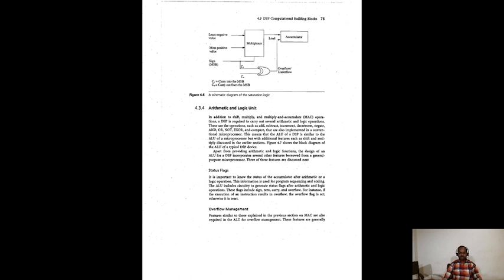It is important to know the status of the accumulator after arithmetic logic operations. Let's say you perform an addition. What is the result of the addition? Let's say you perform a multiplication. What is the result of the multiplication? Let's say the result of addition is 0. It can be 0 or non-zero. There will be a carry or no carry. So some output status analysis of the result is going to be represented with some flags.